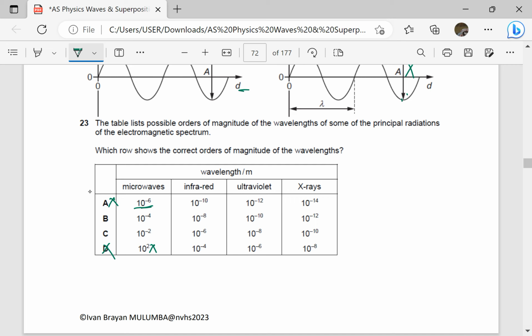So we remain with 10 power negative 4 and 10 power negative 2. Okay, this could be microwaves. On the left hand side we have 7 times 10 power negative 7, which is for red. So infrared must be around 10 power negative 6. So this is infrared, correct. This is not infrared, so this is wrong. So our answer is going to be C.